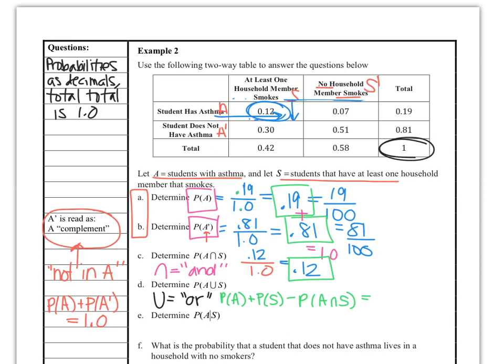Probability of having asthma and probability of being in a smoker household. Again, see how I highlighted over this 0.12 twice? So I should be taking 0.42, adding it to 0.19, and taking away 0.12 because that was double counted. So 0.42 plus 0.19, total 1 plus total 2, take away the and, the intersection.